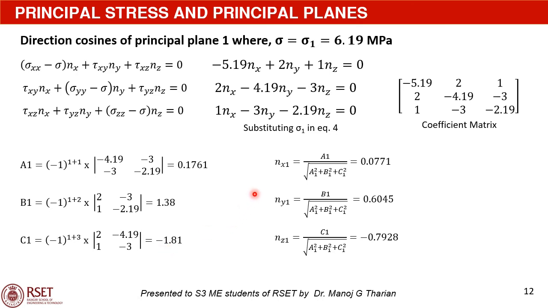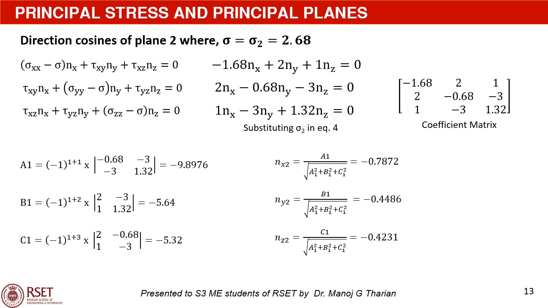Then the value of nx1 is equal to a1 divided by the square root of a1 square plus b1 square plus c1 square, which is equal to 0.0771. ny1 is equal to b1 divided by the square root of a1 square plus b1 square plus c1 square, which is equal to 0.6045, and nz1 is equal to c1 divided by the square root of a1 square plus b1 square plus c1 square, which you will get as -0.7928. So these three values represent the direction cosines of the normal to the principal plane 1.